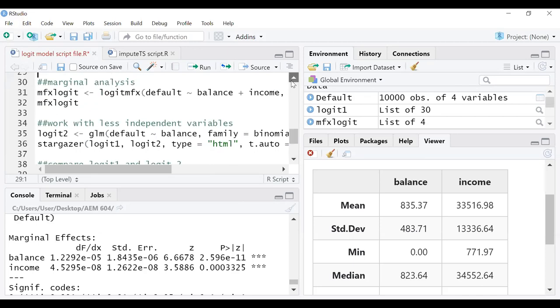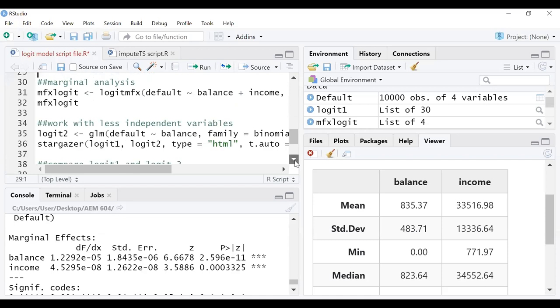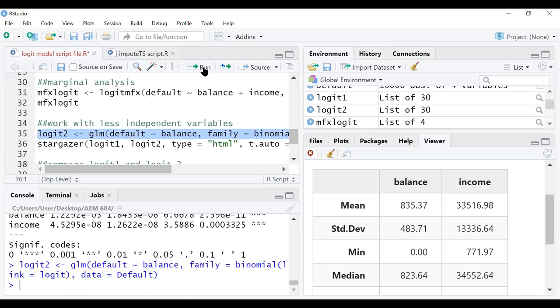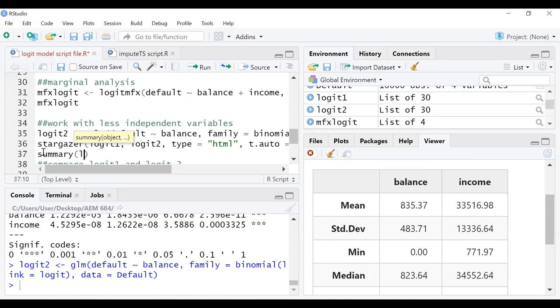Yeah, that's good. In this one, we include balance and income. You can reduce the number of variables. Let's say our interest is to look at balance alone. Now we remove income, so we run it again. Then after running it, let's get the summary, summary of logit 2.